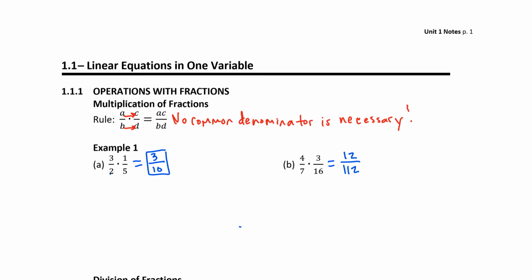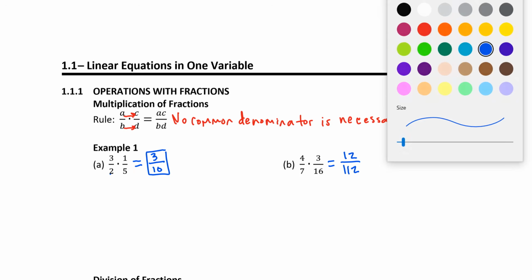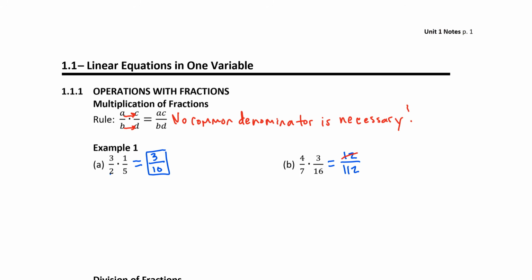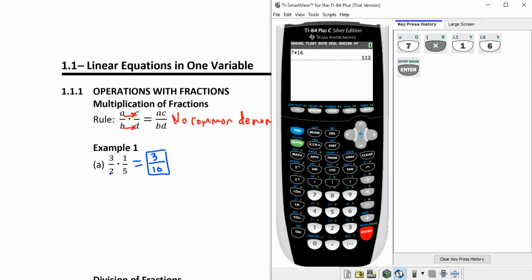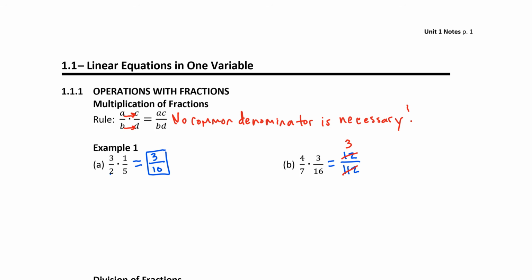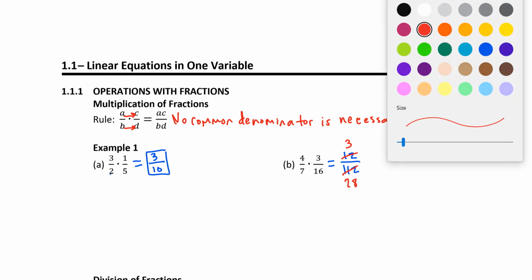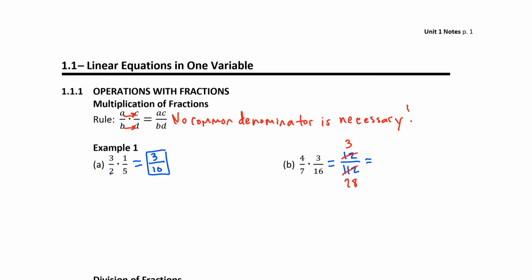However, that is not a reduced fraction. Anytime you do any operation on fractions, the answer should be in reduced form. So we need to find a common factor between the top and the bottom. In this case, 4 will work. So we're going to divide 12 by 4 to get 3, and we can divide 112 by 4 to get 28. And our fraction then is reduced. Our final answer is 3 over 28.